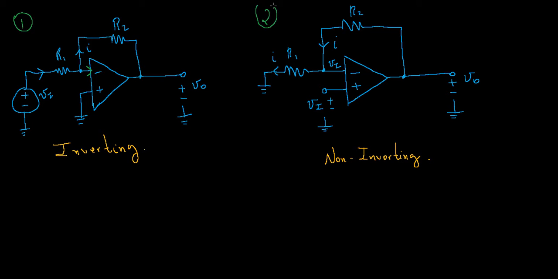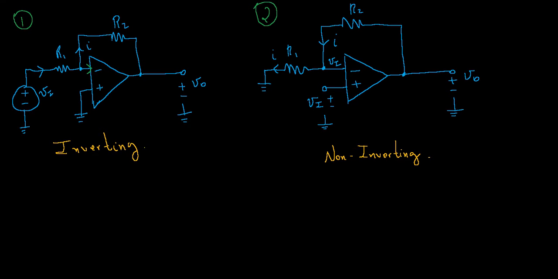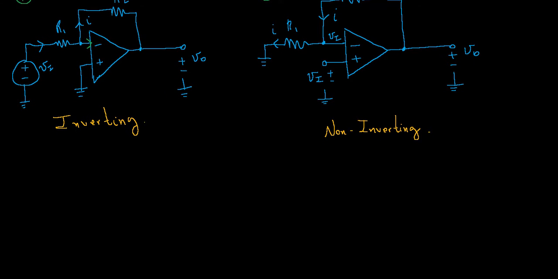Now as far as the analysis goes, let's analyze the inverting configuration first and then the non-inverting configuration and see what the differences are. So for the inverting configuration, let's write down what we know. V0, the output voltage, is equal to the voltage at this node V minus the drop across the resistor R2. So what's the voltage at V minus?